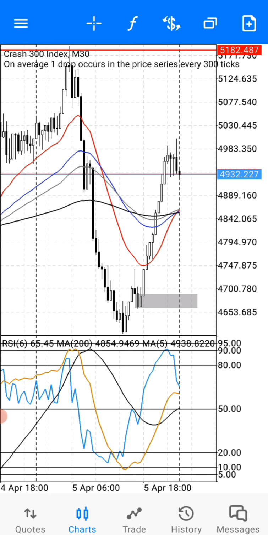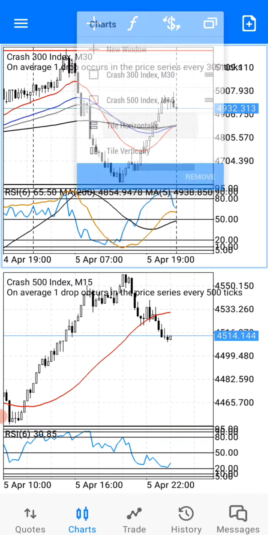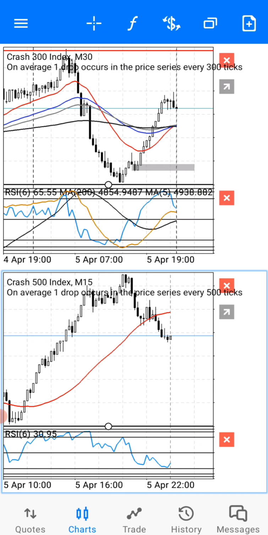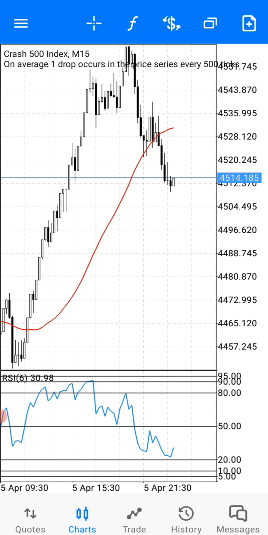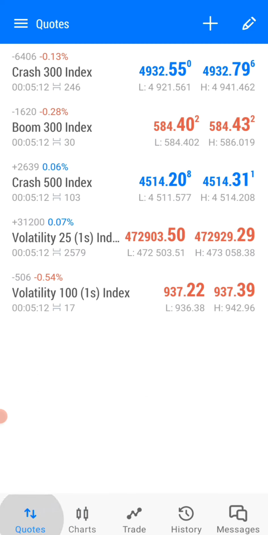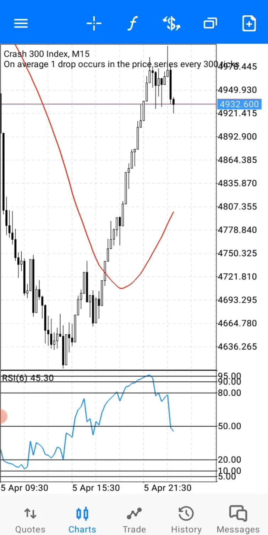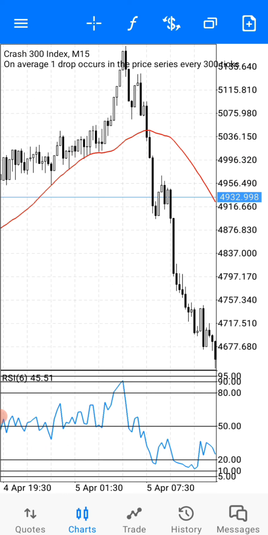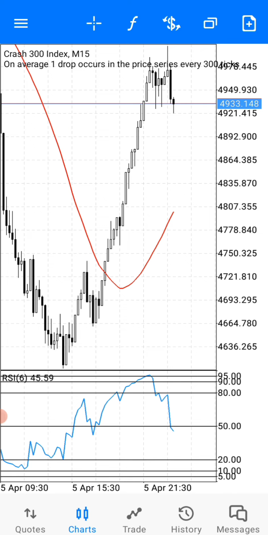So I'm going to switch to my other chart. Okay, so this is Crash 500. We are looking for Crash 300. Okay, let's work with Crash 300 for now. So you see, this is just a simple chart, just one indicator on the main chart, and then RSI 6 usually. Now, the essence of the RSI 6 as a constant for me is to try to find divergence. Okay, but let's focus on what is before us.